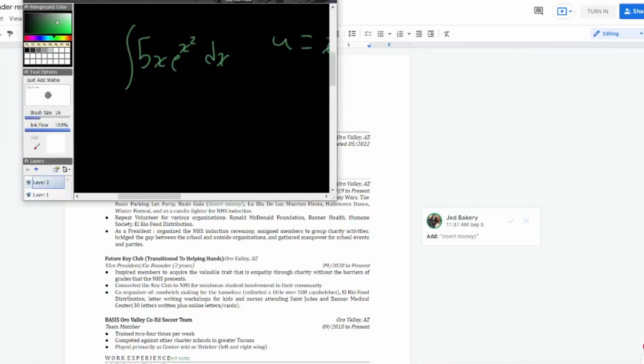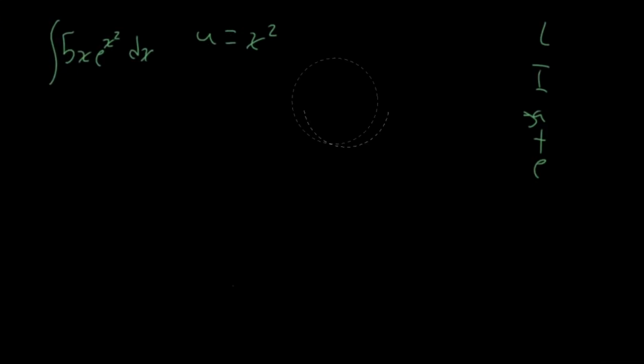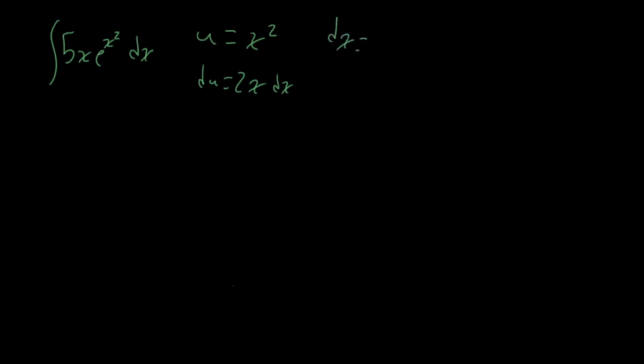And I'm just going to get rid of this. And same steps. What do we do now? Take the derivative of u, du. Take derivative of this side, 2x dx. And now, last step, rearrange for dx. So dx is going to be equal to du over 2x.